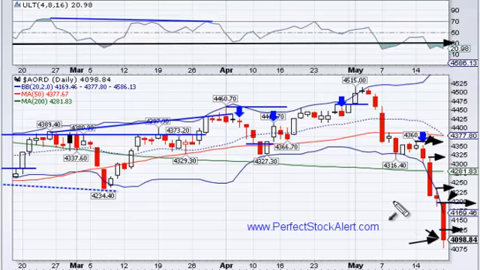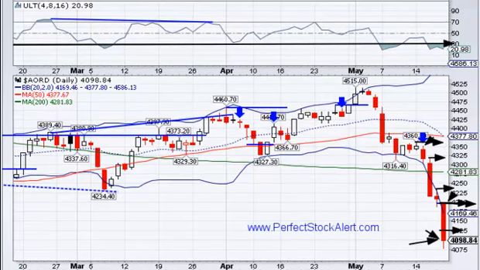So again, Australia's market, obviously in a downtrend. We're still short. We advanced the stop to this point, and I would stay that way.